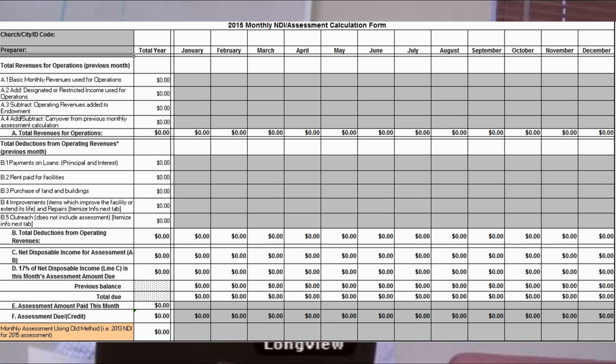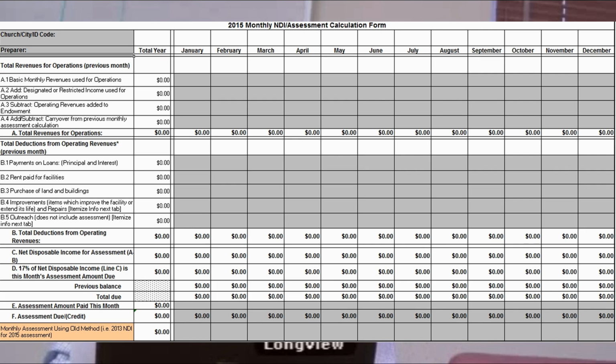Then, line A2 is add your designated or restricted income used for operation. This would be you're taking money out of your investment fund, basically out of what would be the ongoing amount that's there, not the income that got generated from it, and you're taking that out and using it for operations. Line A3 is you subtract any operating revenues you add to those endowments. In other words, you take $5,000 out and say, we don't need this in our operating account, we're going to put it in the investment fund. That happens? Yes, that happens. Really? Yes. That's never happened to me.